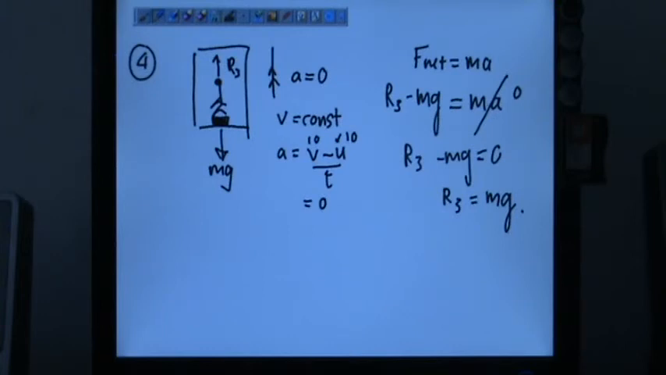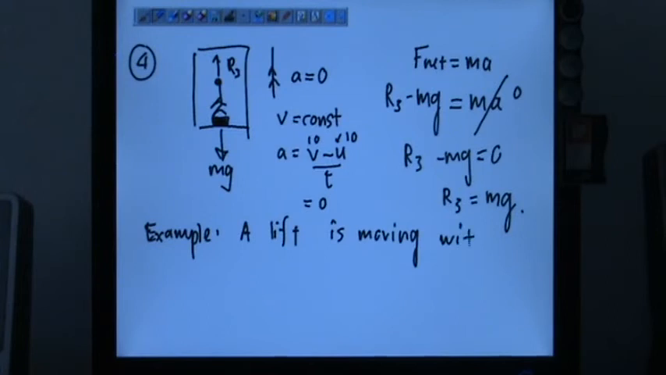So what kind of example can we say? Example question: the lift is moving up. Sometimes they trick you by putting values. It's moving with a velocity of 2 meters per second. They just give some value, but sometimes the value doesn't have to be used. So what's the scale reading?